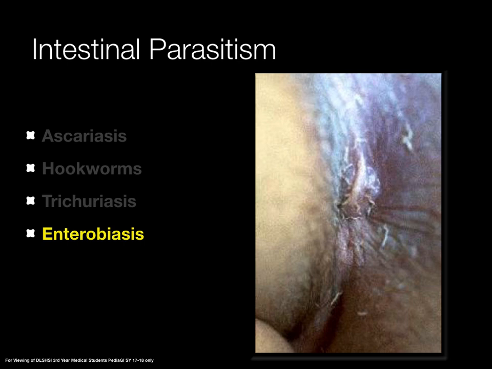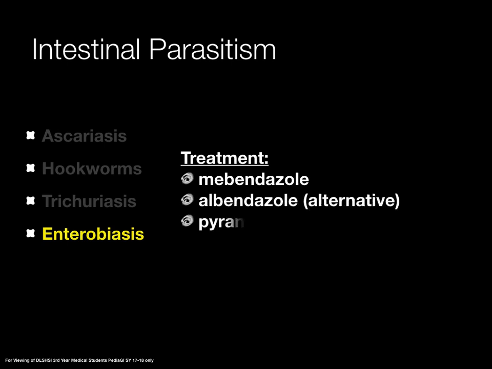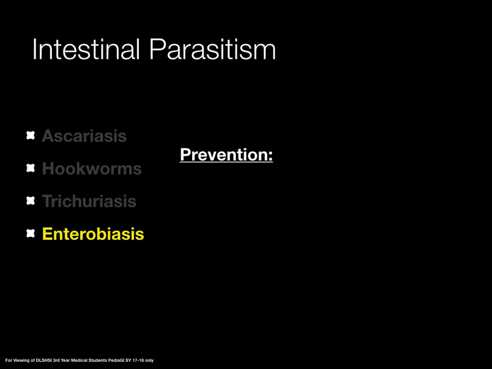This is a photo of enterobiasis. Note that adult worms are attached in the anal area. Treatment is by giving mebendazole and albendazole, as well as pyrantel pamoate. And there should be frequent changing of underwear and beddings of these children. Prevention is still improved sanitation.